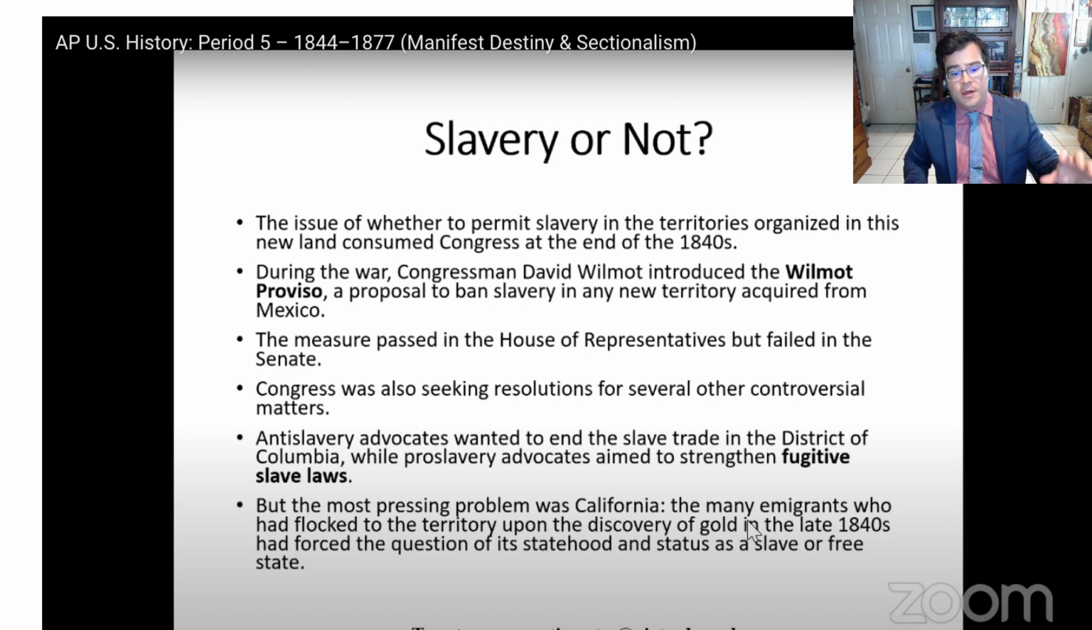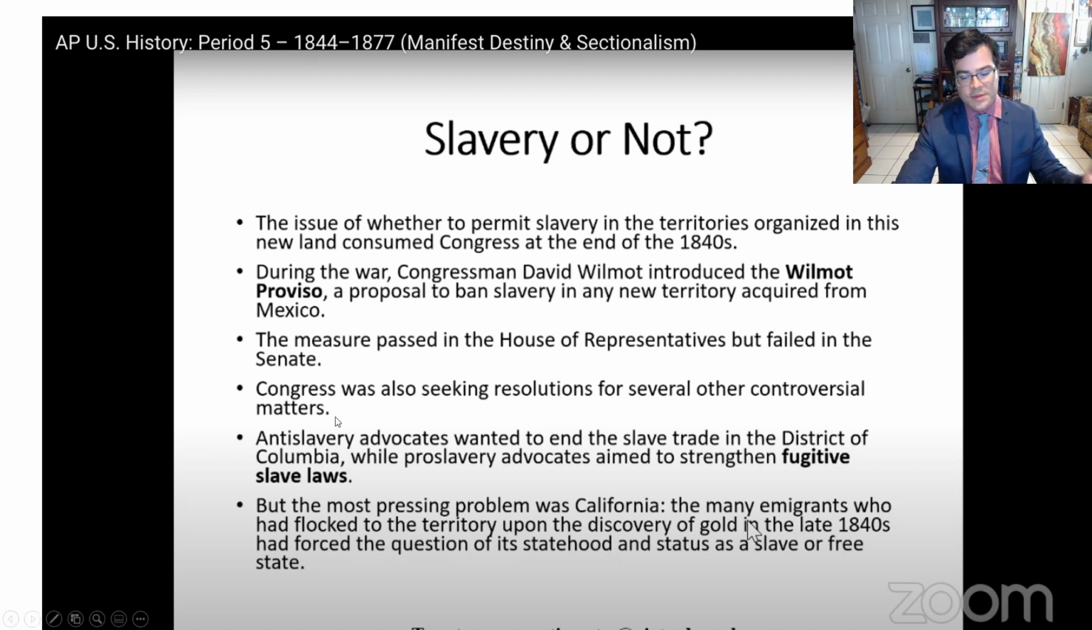a congressman by the name of David Wilmot is going to come up with this proposal called the Wilmot Proviso. The Wilmot Proviso just pretty much said, look, any new land that comes into America will not be slave, right? So essentially, any new land that we got from Mexico, let's not make it slave. Let's leave it untouched, right? It didn't really get passed into law because it didn't get passed in the Senate, so it didn't work there.